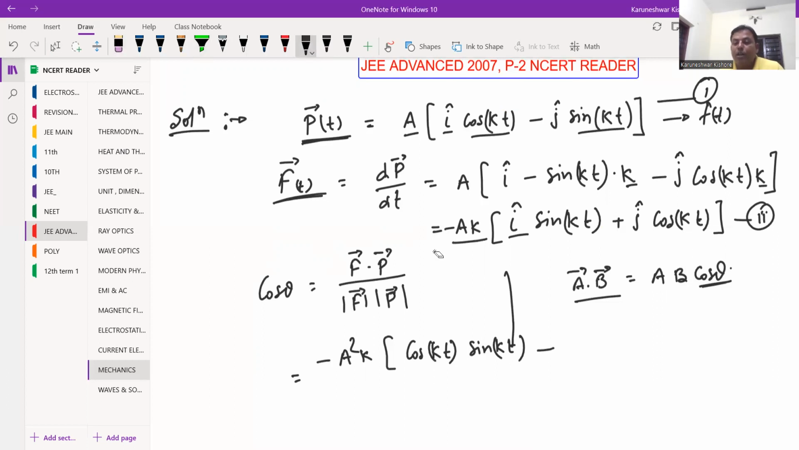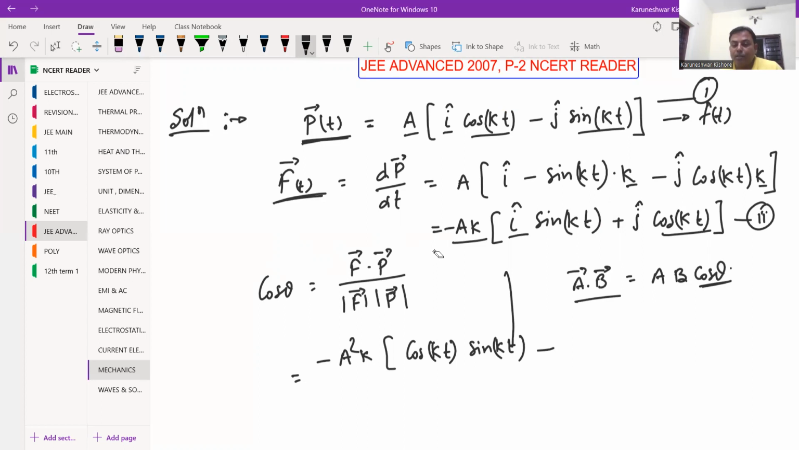So here it is minus. And then again, you can see here it is sine kt. And if you multiply with the cos kt, it will be sine kt, j dot j, which will be 1. Again, i dot j will be 0, and j dot i will be 0. So I'm just writing the one where we get the dot product.